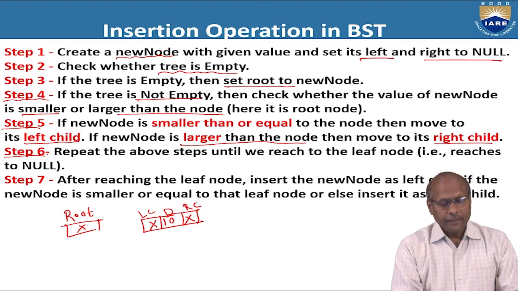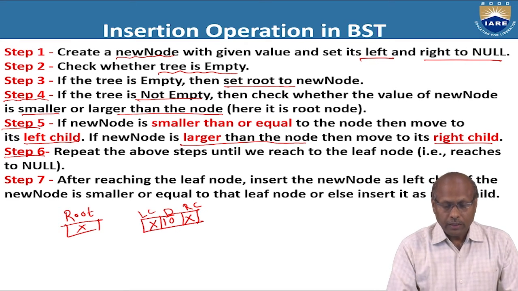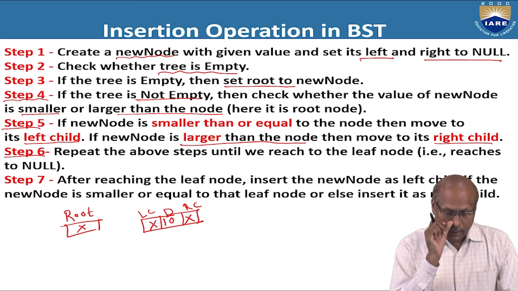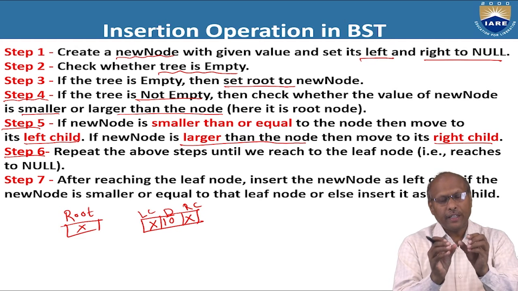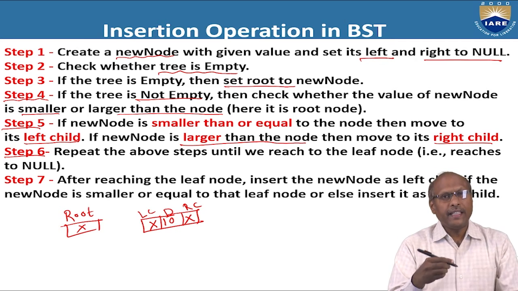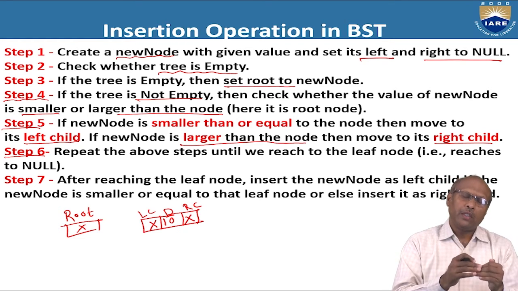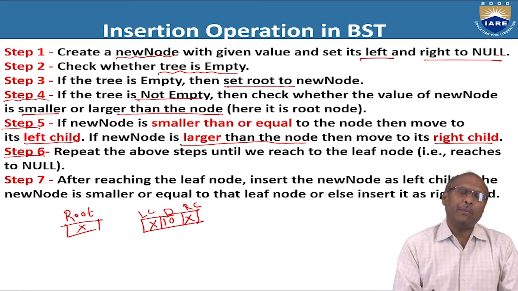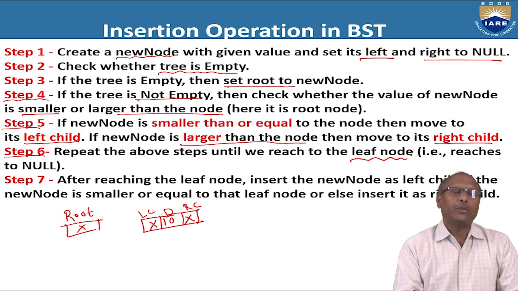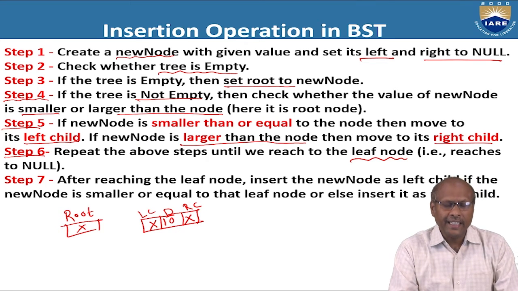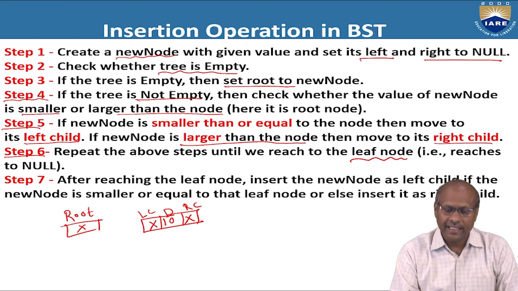Then step 6. Repeat the above steps, because you may insert multiple nodes. Repeat the above steps until you reach the leaf node. Because if some nodes are already there, then you have to check whether any nodes already exist or not. If a node already exists, then go down. So you have to go till the bottom. That means whatever node you are inserting will always act as a leaf node. Leaf node means the node which has no left and no right child. That's the dead end.